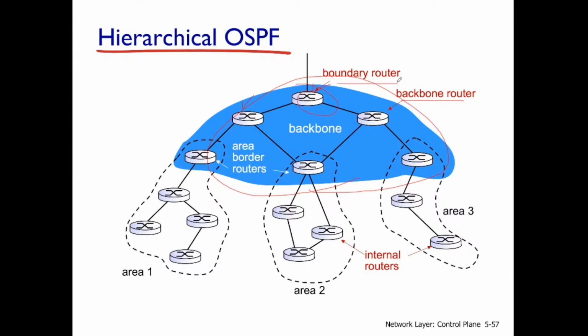They are also the boundary routers. Some of these backbone routers are also the managers of the areas. So this guy here and here and here are the area border routers. The area border routers, boundary routers, as well as the other backbone routers together form the backbone, and they will together run OSPF as well, but that is independent of the OSPF running inside each of these areas.